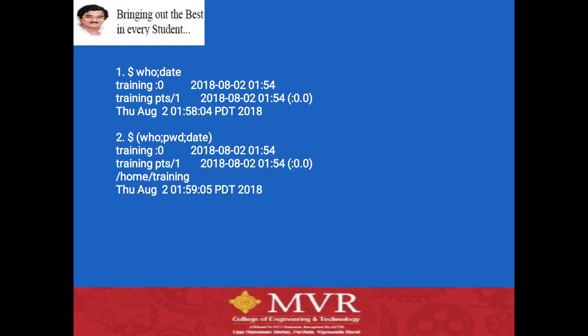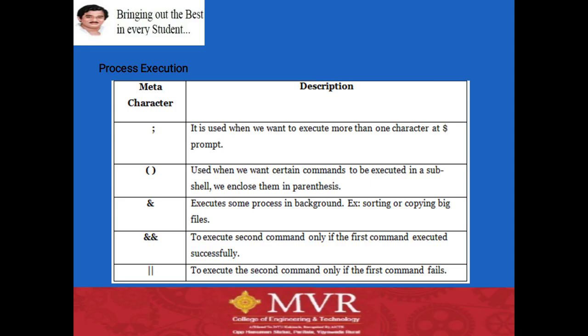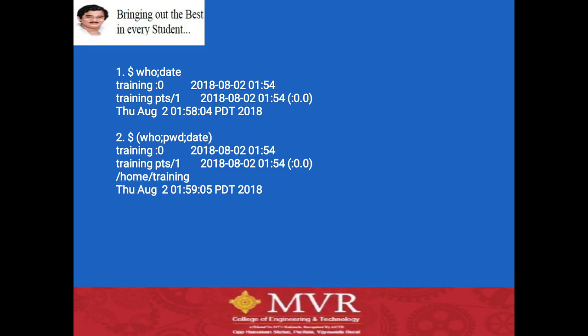Okay, we will see some examples. Like the first one, as I said, a semicolon can be used to separate two commands. Here I have used two commands, who and date. The who command will display whoever is currently logged in. There are two users currently logged in, training and training. One is using terminal zero and another one is using terminal one, and then followed by the second command, date. The date displays the current date and time of the system.